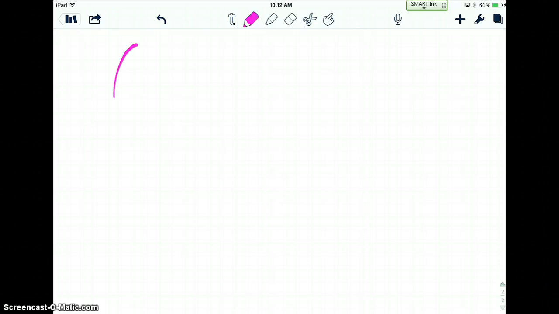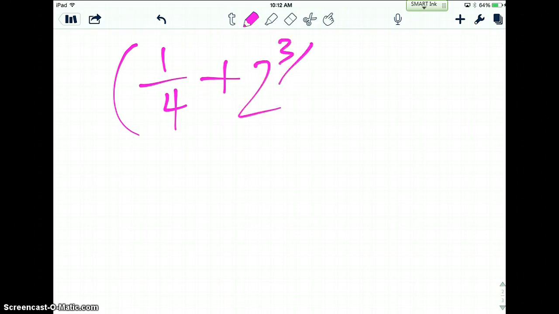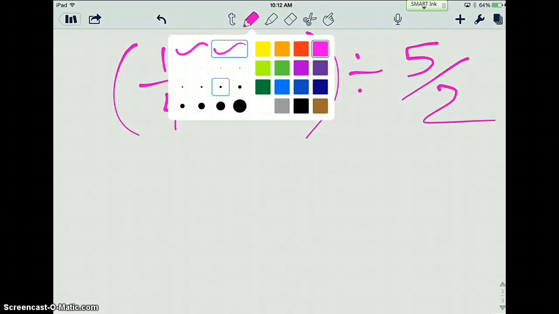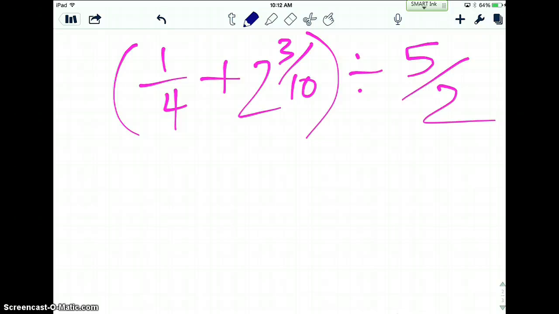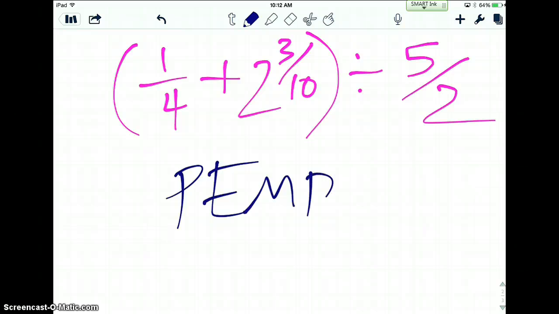Alright, so here's your first one. It's going to be complicated. The quantity of 1/4 plus 2 3/10, all divided by 5/2. Alright, so starting on this, we're only going to do 2 problems today in this video using order of ops. What is the order of ops? Well, order of ops is PEMDAS. So what do we start with?